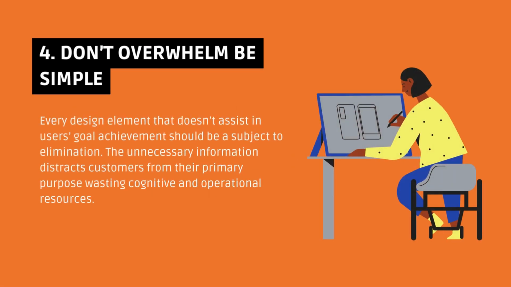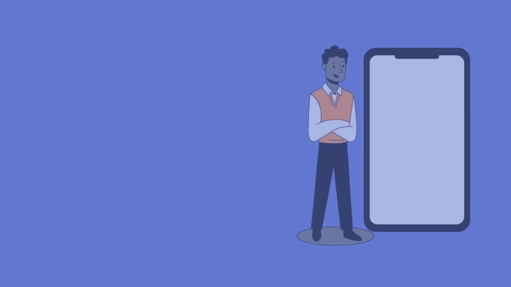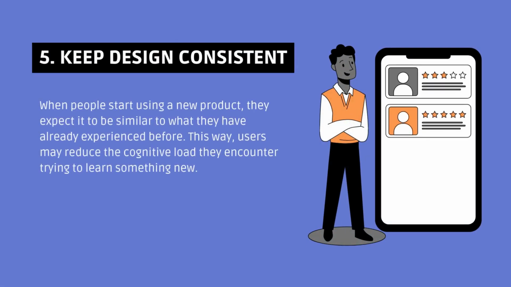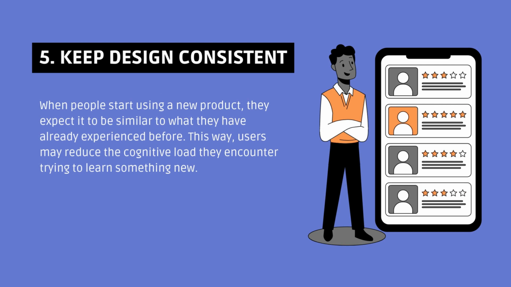The fourth principle you should follow is don't overwhelm, be simple. To put it another way, every design element that doesn't assist in users' goal achievement should be subject to elimination. The unnecessary information distracts customers from their primary purpose, wasting cognitive and operational resources. The fifth principle you should follow is keep design consistent to make it more impactful.